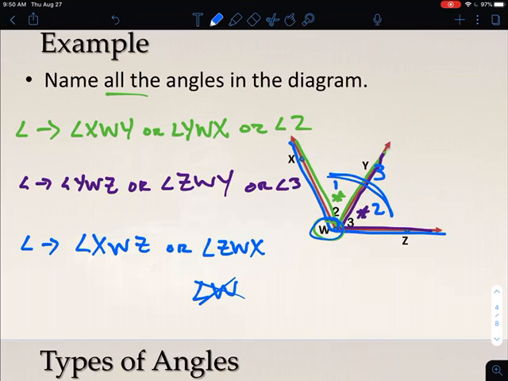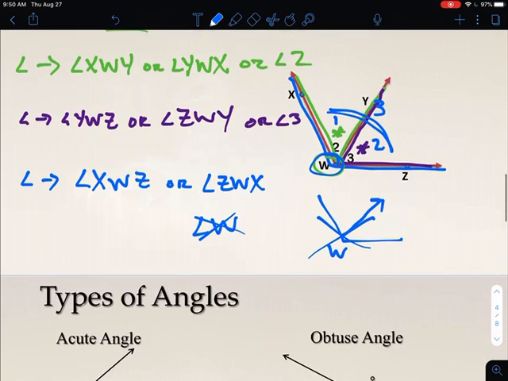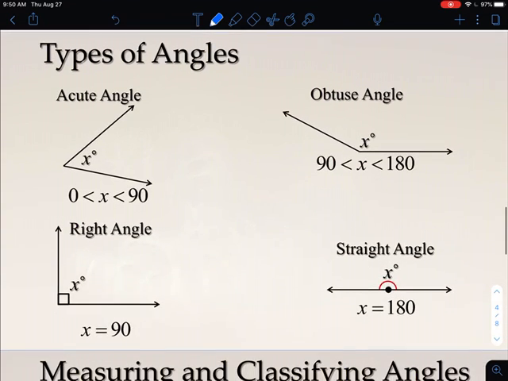That one letter name is reserved only for the times where we have just the one single angle at the point. So if this had just been like this, I could call that angle W, but as soon as I add another angle to the mix, this is no longer an option. So you cannot use it if there's multiple angles at that point.